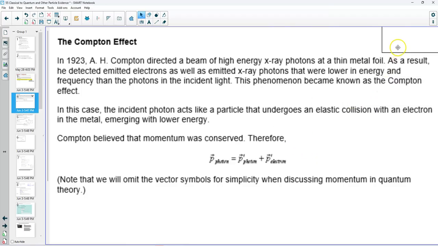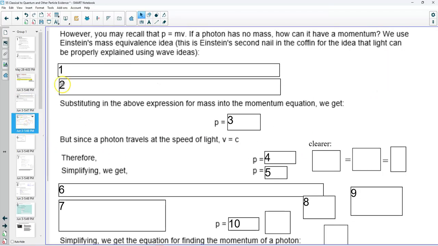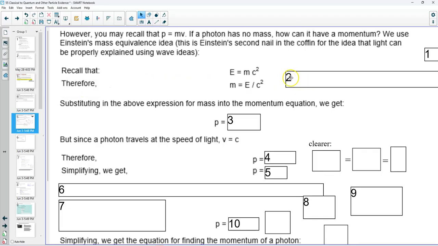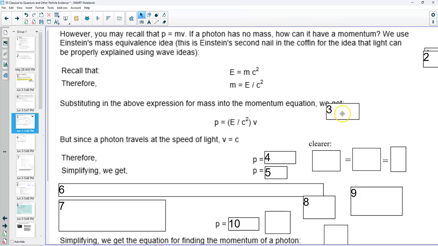So I got rid of the vectors there, but momentum equals mass times velocity. But if a photon has no mass, I don't know if you know that or not, but photons don't have mass, how can it have momentum? So we can use Einstein's mass equivalence idea, which we'll see in more detail later on in the course. E equals mc squared, though everybody's kind of familiar with it. We're just going to use it for now, and you'll see where it comes from later. But mass can be written as energy over the speed of light squared.